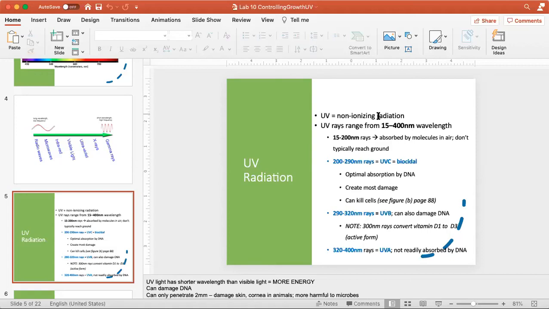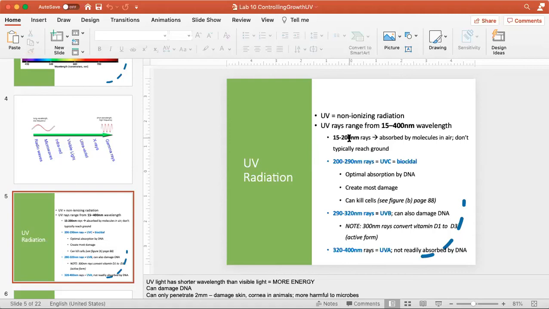Most of the ultraviolet from the 15 nanometer up to the 200 nanometer range. Again, we're talking about wavelength here. That range, which is the most powerful, right? Shortest wavelengths, more energetic. That ultraviolet radiation doesn't even reach the ground. Most of it gets absorbed by molecules that are just floating around in our air. So lucky for us, most of that doesn't even reach the ground. But between 200 and 400 nanometers will come all the way down to the surface of the Earth.